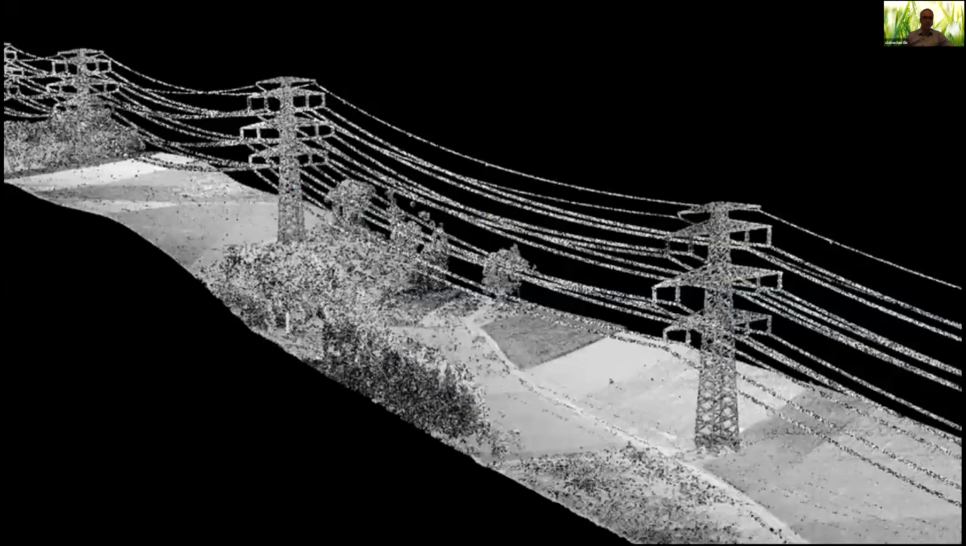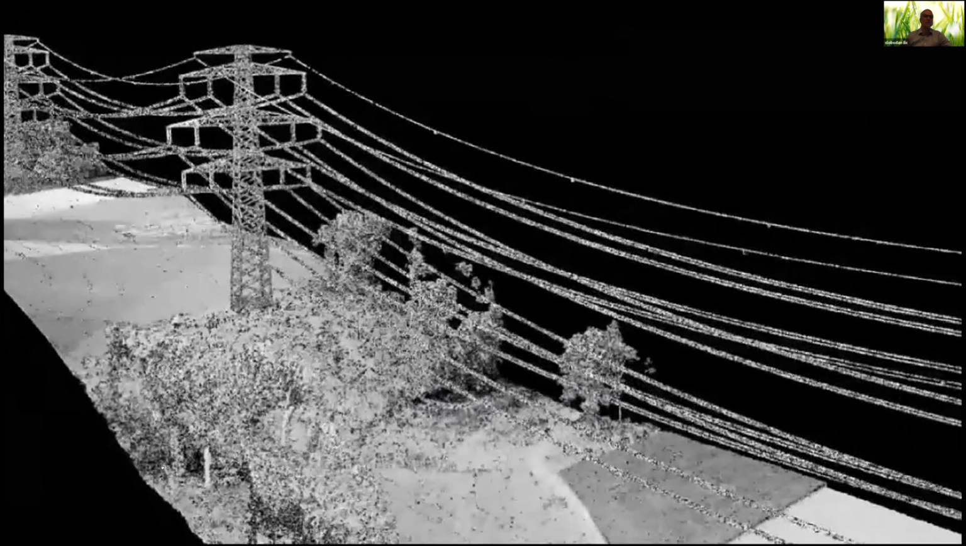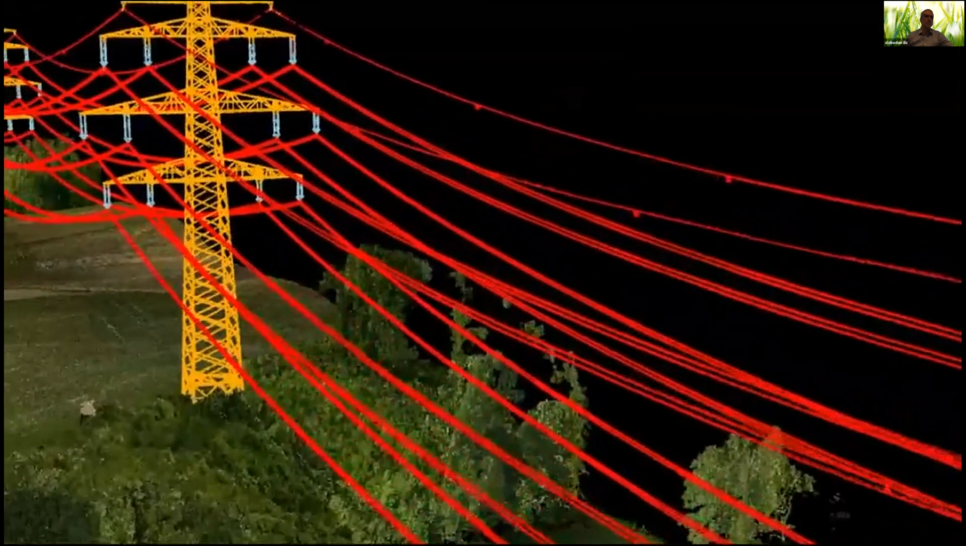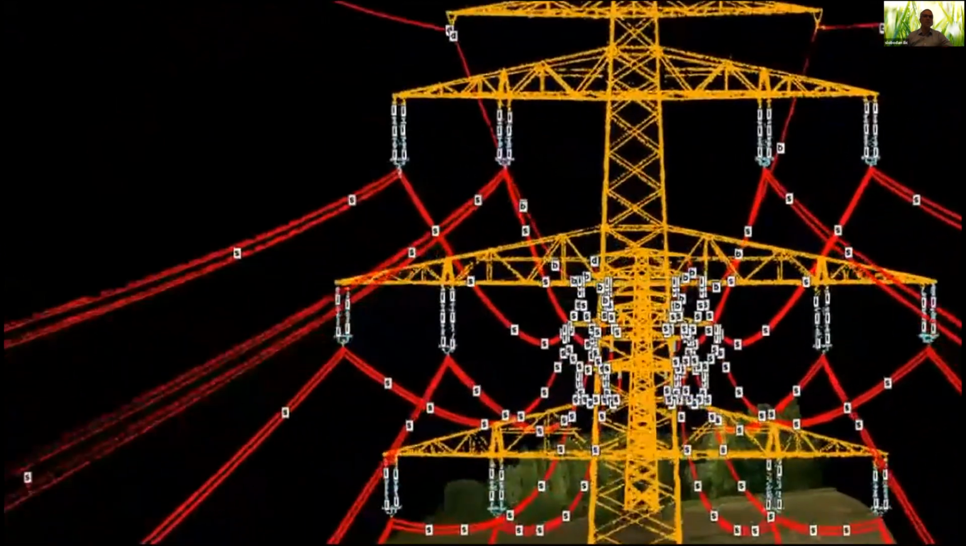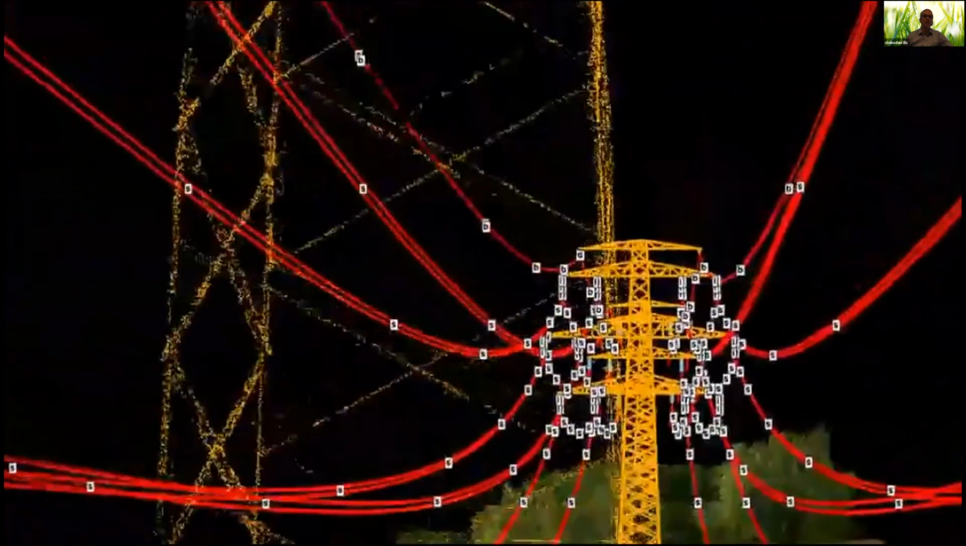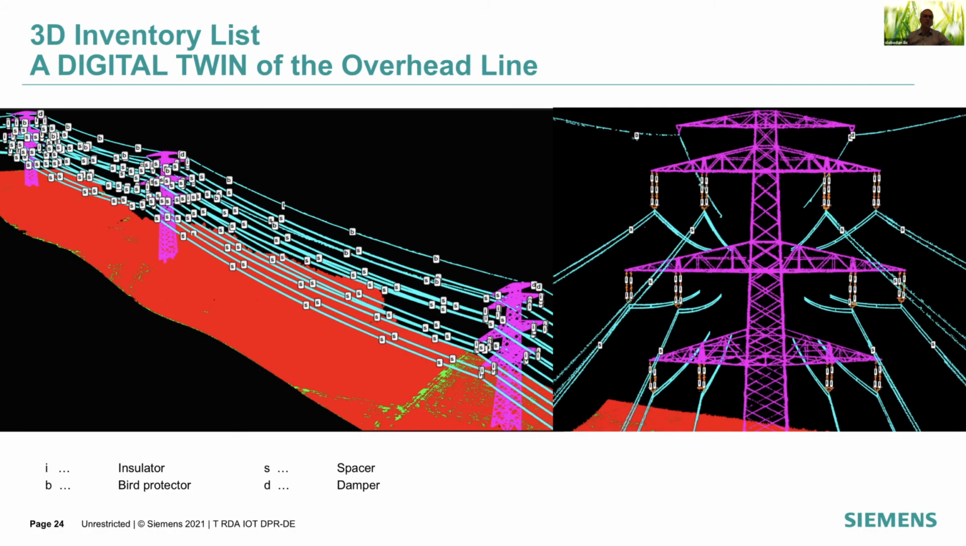In the following video, you can see the fly through. First the raw 3D reconstruction from the system, then the semantic segmentation done with deep learning of the power lines, the poles, and the vegetation, and then also visualization of the detection of these important parts, which can be seen in the next slide. Isolators, bird protectors, spacers, and dampers are visualized completely in 3D. This is very important when it comes to service and maintenance.